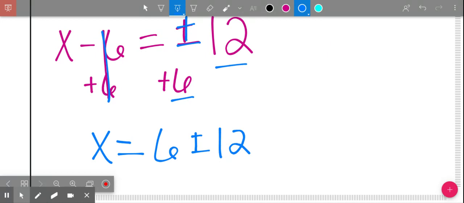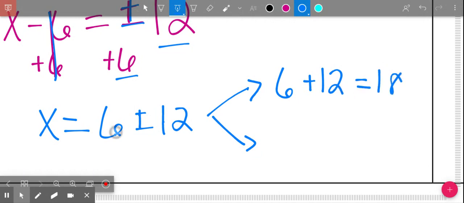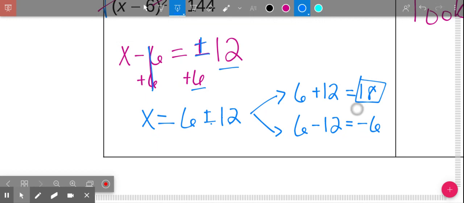Now from here is where we can simplify. We can simplify this in two ways. We're going to have 6 plus 12, which gives me 18, and then 6 minus 12, because we have to have the plus and the minus 12. And 6 minus 12 is negative 6. So these are our two answers. Since 12 represents two different numbers, we're still going to have two different answers, 18 and negative 6. I know that's kind of weird, so we're going to practice that quite a bit.